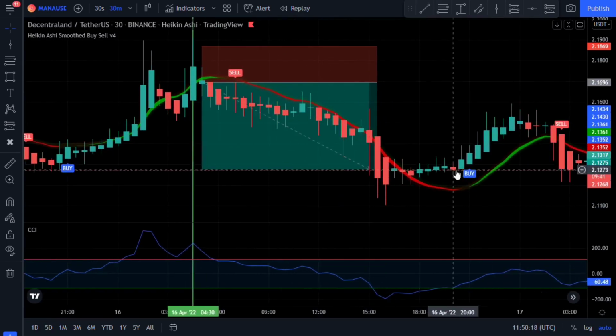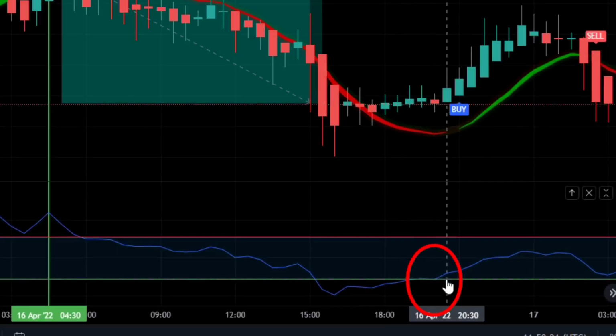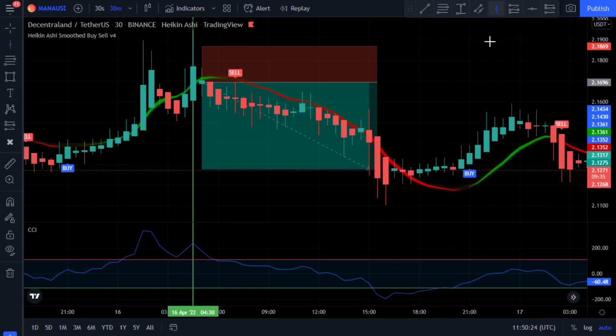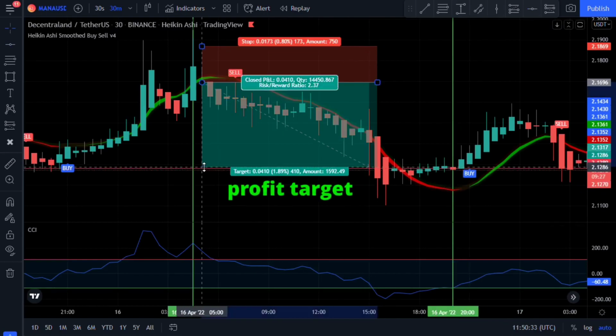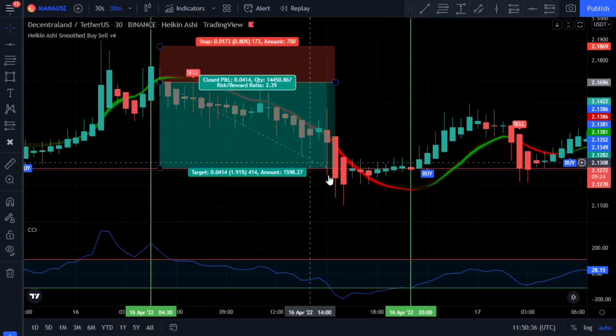I specify the exit point of the sell position using the CCI indicator. And I draw a horizontal line. This is where the 30-minute time frame downtrend ends. The last target is the exit from the position of this area.